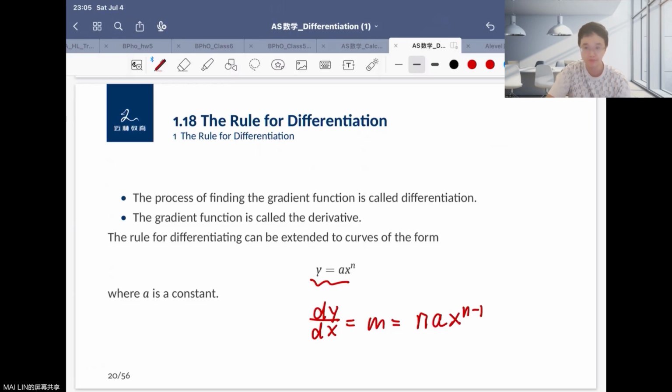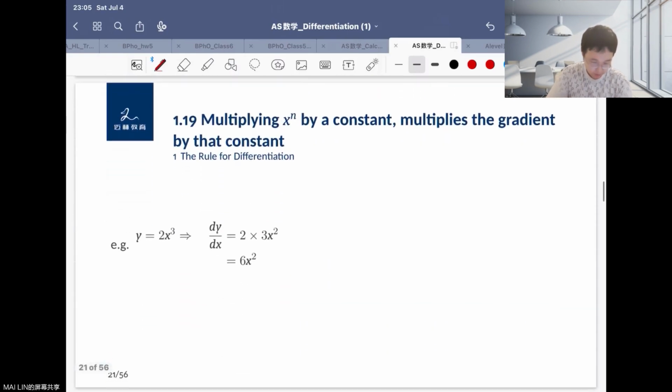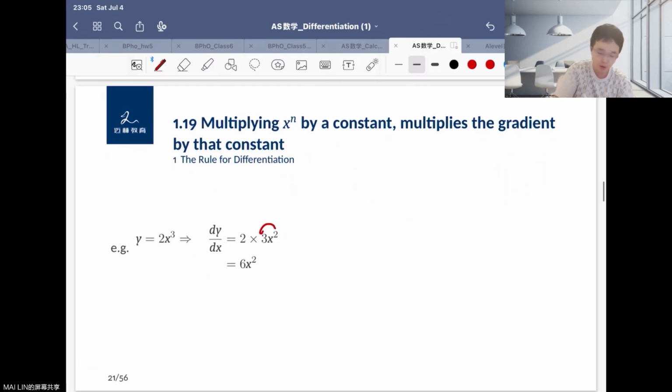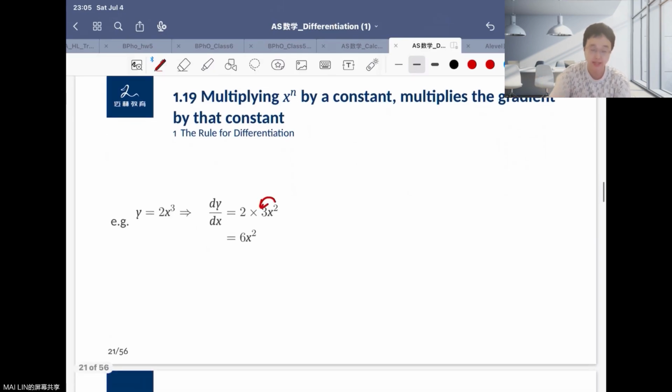For example, y equals 2 times x cubed. First we make sure the gradient is what we find at the very beginning. We move the power above and reduce the power by 1, so it's 3 times x squared. Finally it's 2 times 3x squared, that is 6x squared. That is the answer for this problem.